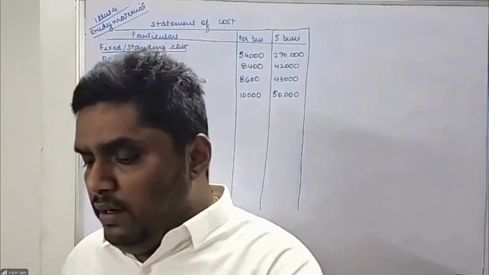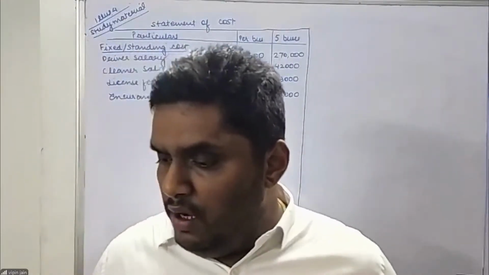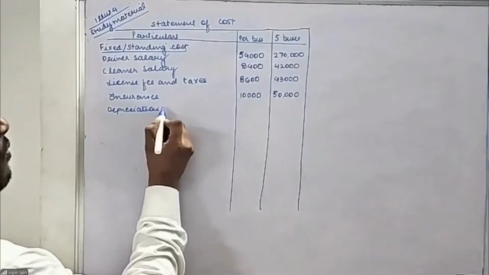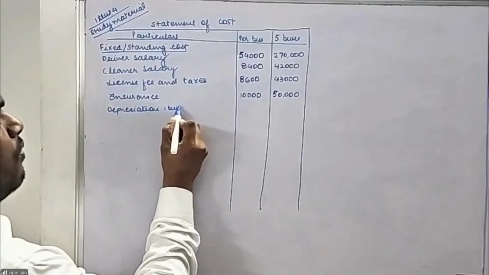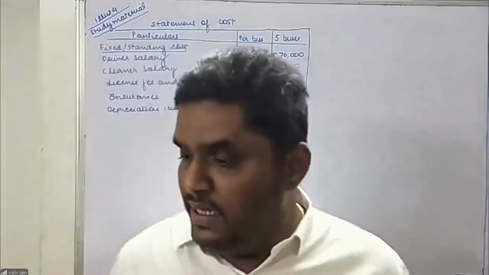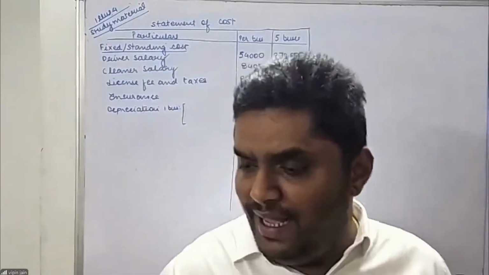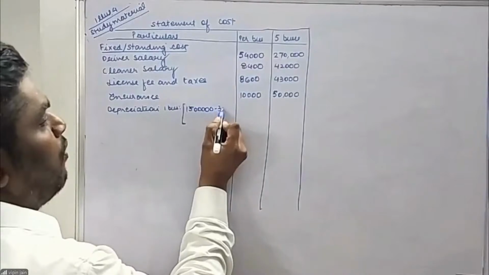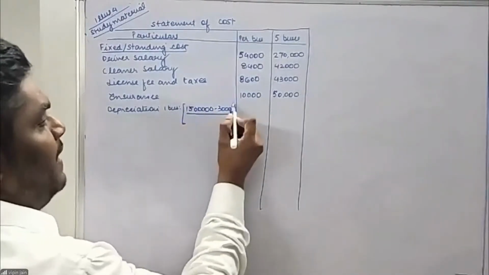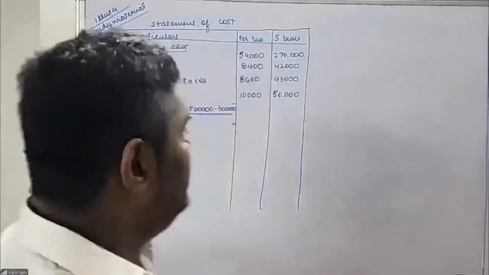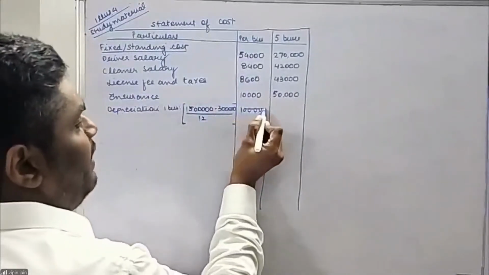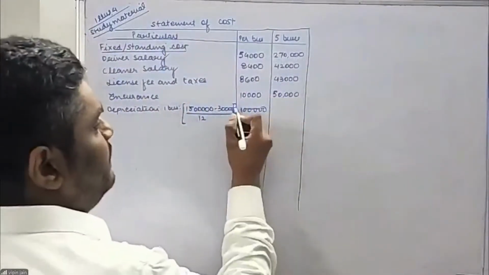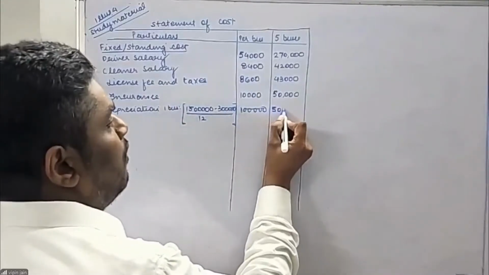Repairs and maintenance will go in repairs and maintenance cost. Now let's start with depreciation. See, the cost of bus is 15 lakh and the scrap value is 3 lakh, divided by the useful life. The useful life is given, it is 12 years. So for one bus, 15 lakh minus 3 lakh is 12 lakh divided by 12 years, so 1 lakh per bus per annum. So for 5 buses, it will be 5 lakh.